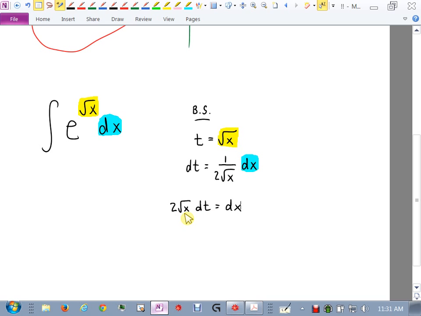I have an x and a t still in my integral, right? I still have x's and t's mixed together. I need my integral to just have t's. Does anyone see what I can do with that root x, though? Yeah, I can replace it with t, because t is root x. So if I rewrite this, it's 2t dt. That's dx. The only reason this worked out so nicely is because t was root x. If t wasn't root x, then I would have a major issue here.